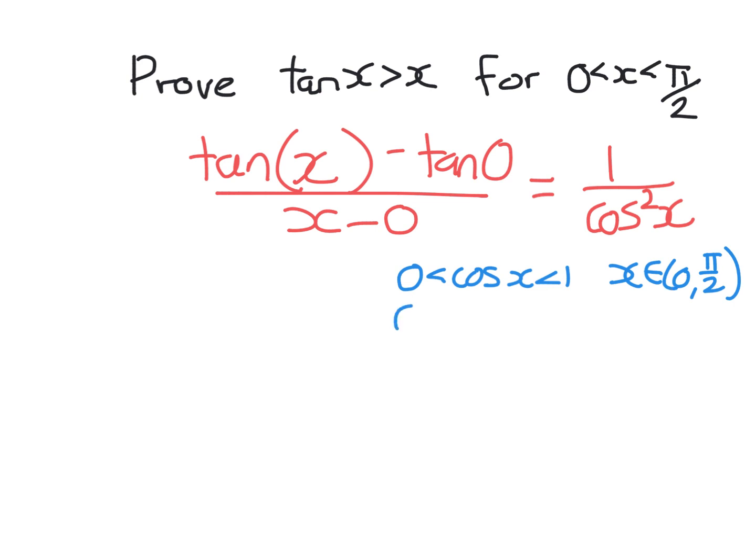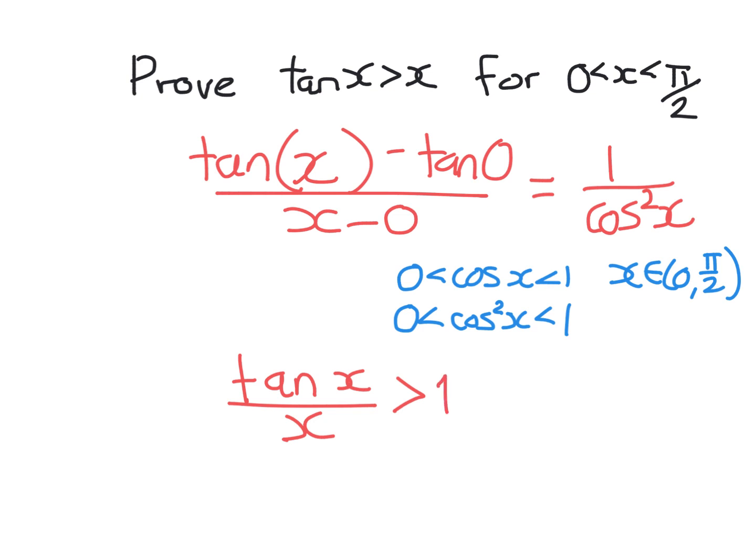So that means if you square a number between 0 and 1, you get another number between 0 and 1. So if this is between 0 and 1, this will be more than 1. So we can rewrite this as tan x minus tan 0. Well, tan 0 is just 0. Tan x over x is greater than 1. And that's because this here has to be greater than 1.